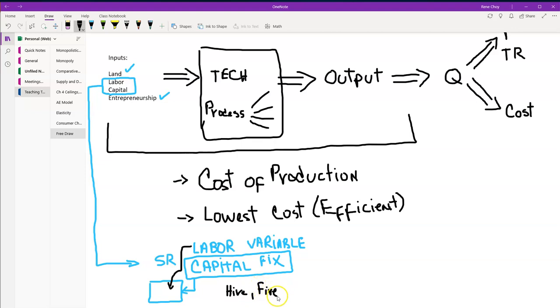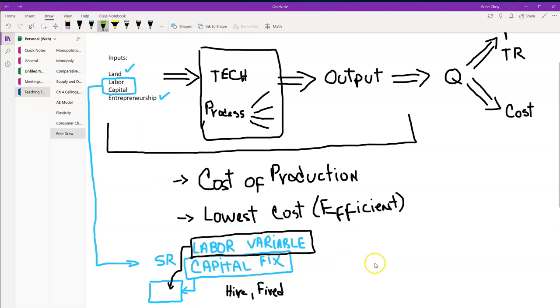Now, we don't have to just talk about hiring and firing, but we can also talk about allocating more hours of production or cutting back hours of production. But the whole idea is that in the short run, the production function and cost structures are basically dictated by labor changes, not by capital changes, because capital is fixed.